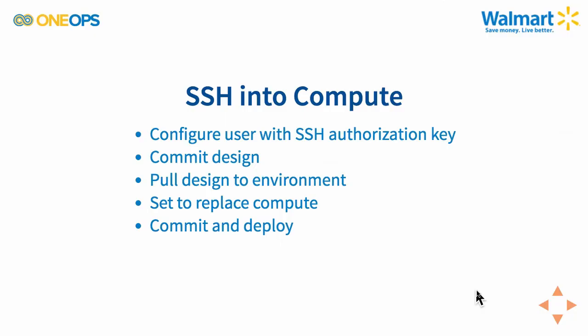As a small example of how a design change can be farmed out all the way into your operation, we'll look into the measures that are necessary to be able to SSH into a specific compute. In a nutshell, we will configure a user component and add an SSH authorization key. We will commit that design, pull the design to a specific environment, and then commit and deploy this environment. So in operation, we will then be able to SSH into that compute.